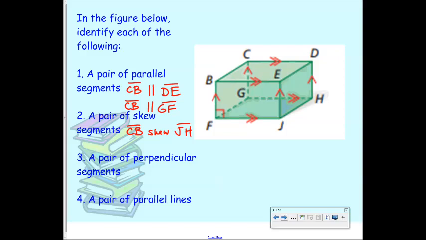All right, pick a different segment for me. CB, I think we picked already. CD. All right, CD is perpendicular to what? ED, good. So CD and ED are perpendicular to each other. The symbol that we use for perpendicular is like an upside down T. CD and DE. CD is also perpendicular to what?